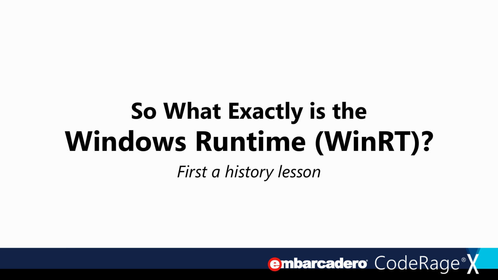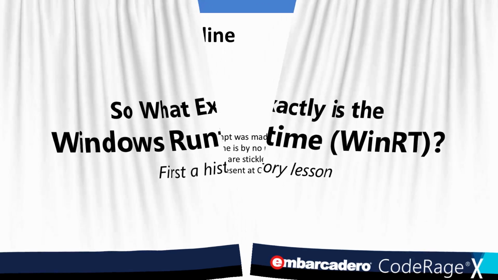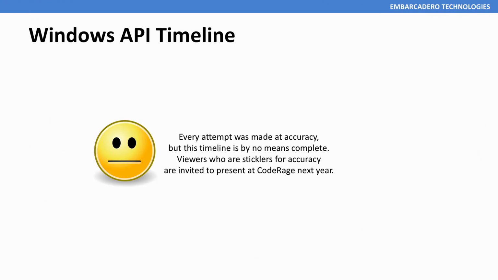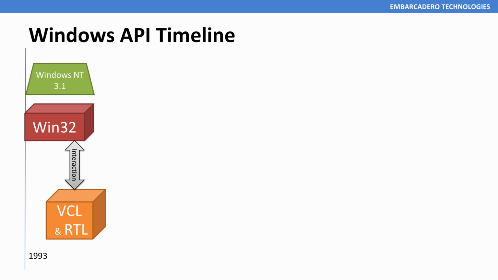So what exactly is the Windows Runtime, or WinRT? First, a little history lesson. Now, I've done the best I could to make this accurate, but it's by no means complete. If you're concerned about things I may be missing or have dates not exactly right, you're welcome to present at CodeRage next year. Back in '93, Microsoft introduced Win32 as the API interface for Windows NT 3.1.